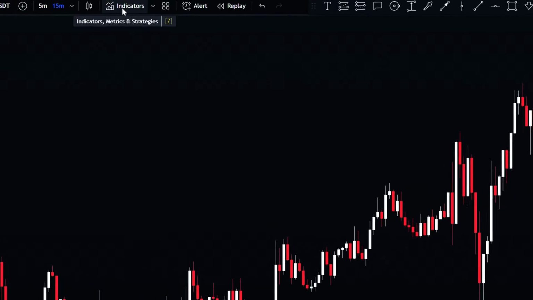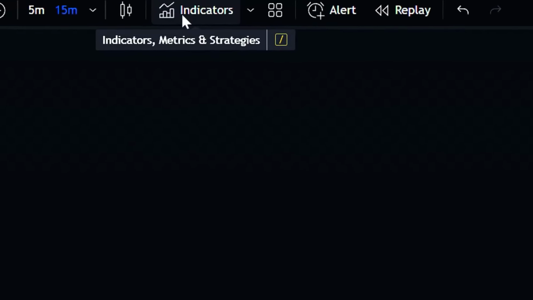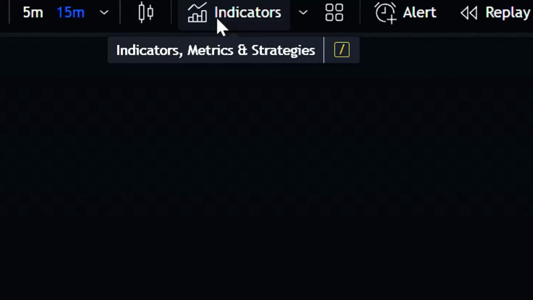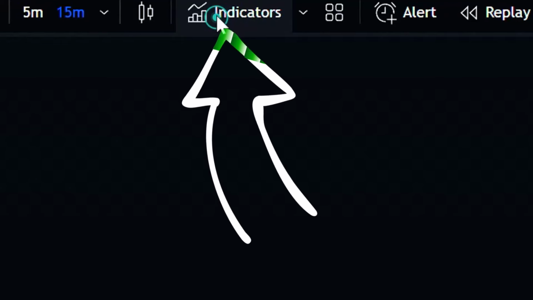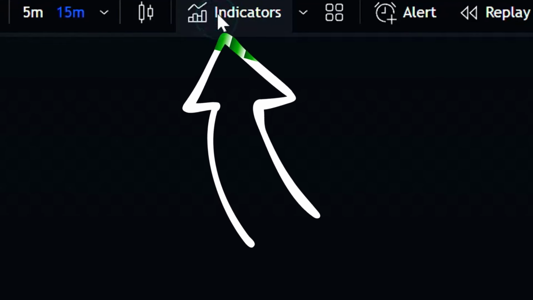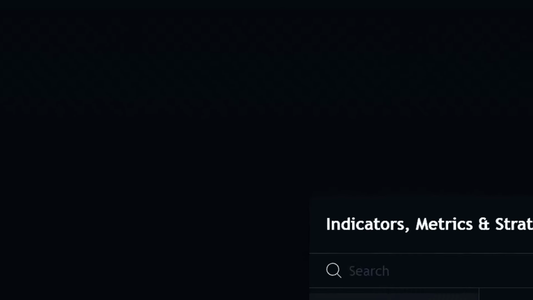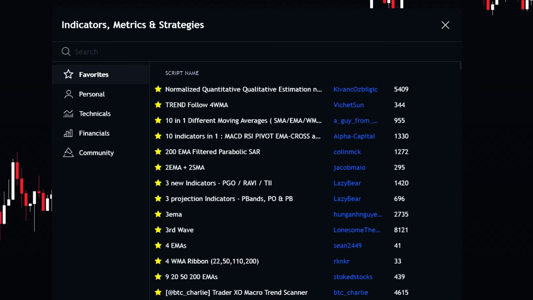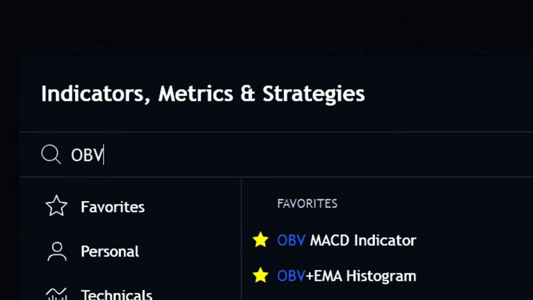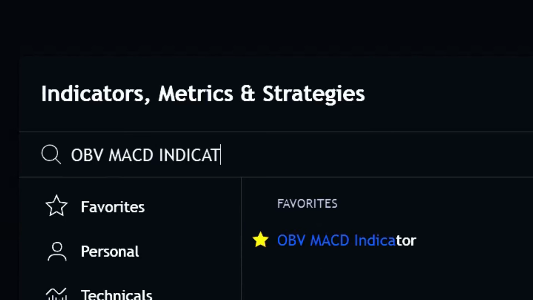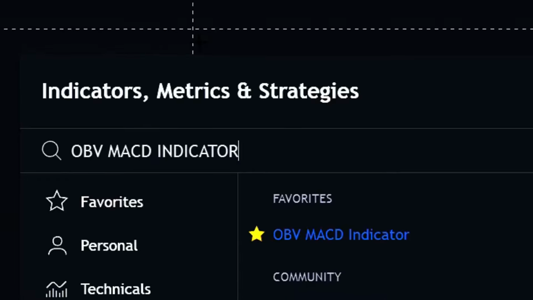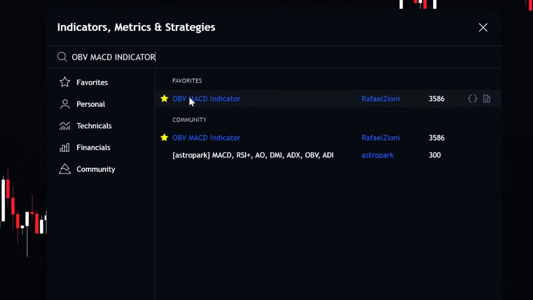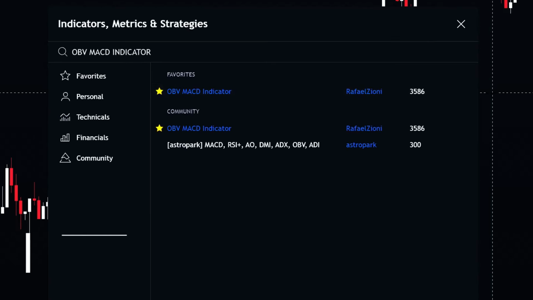To get started, head over to the indicator section on the top of the screen and click on it. A window will open. This is where the magic unfolds. In the search bar, type OBV MACD indicator. Once you find it in the results, simply click on it to add it to your chart.